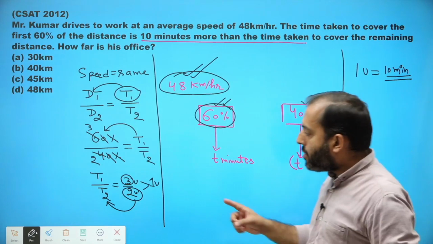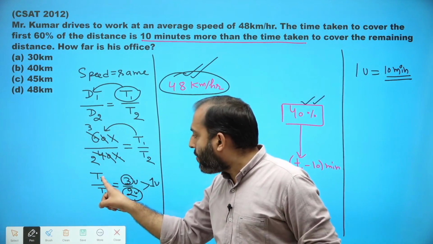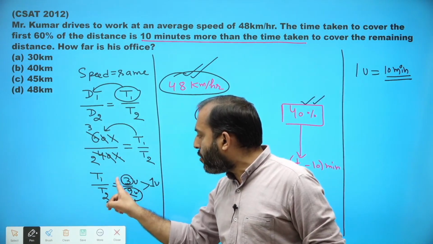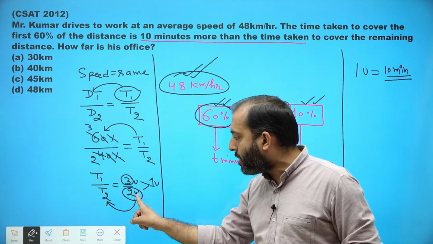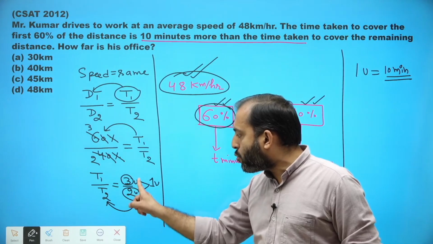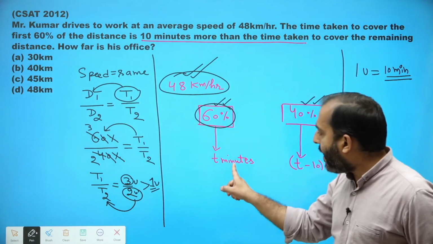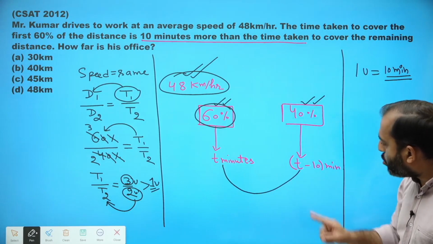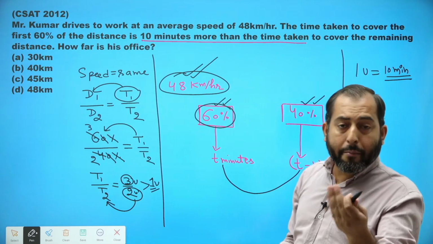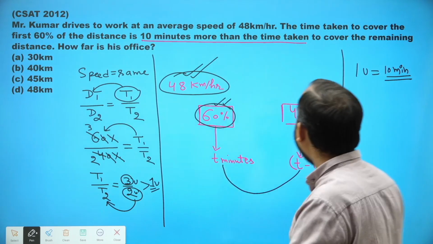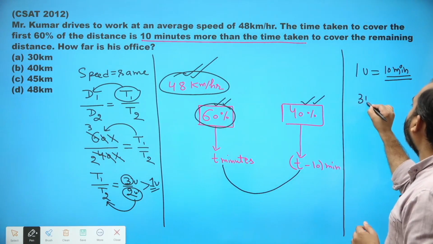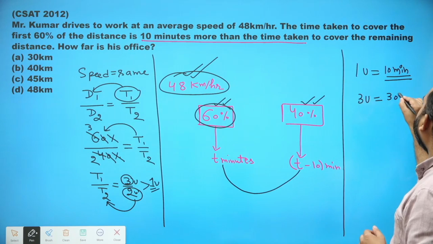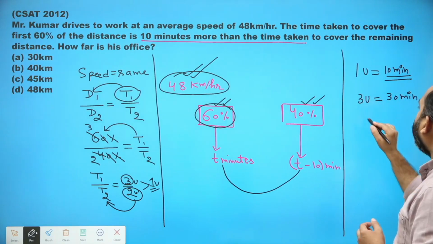How come? See, time taken to cover the first 60% is 3 units, and time taken to cover the remaining 40% is 2 units. So the difference between these two timings is 1 unit, and as per the question, the difference between these two timings is 10 minutes. So 1 unit will correspond to 10 minutes. So 3 units will correspond to 30 minutes.